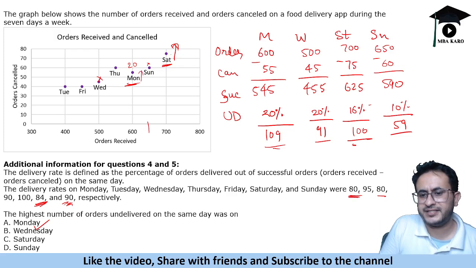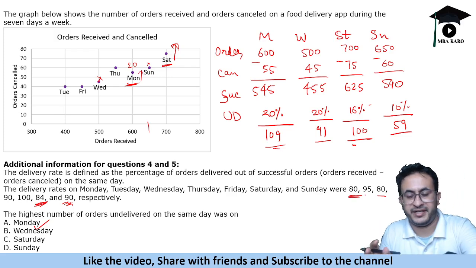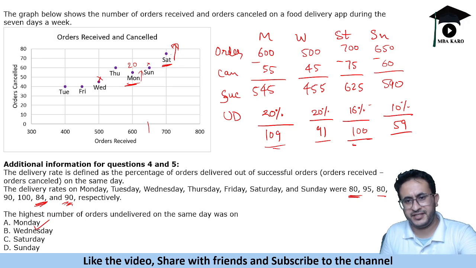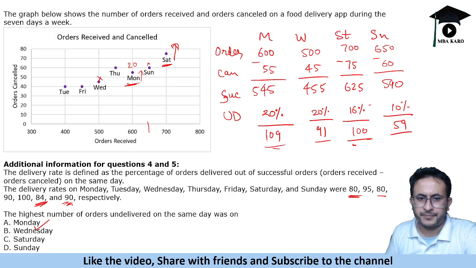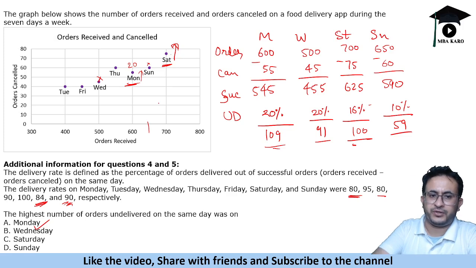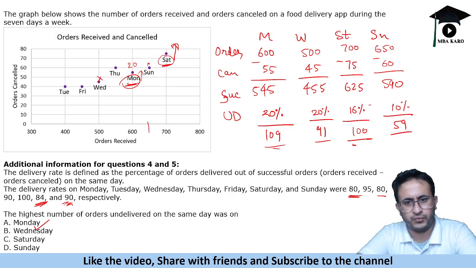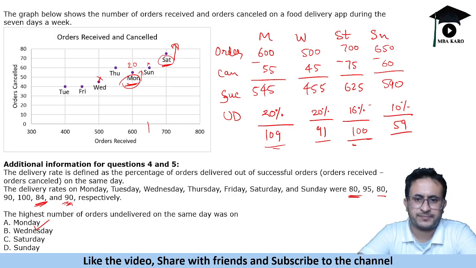The number of orders is high, cancellation wise, overall Saturday has a high percentage, Monday has a lower number of orders, but the undelivered is high. But when you compare Monday and Wednesday, the undelivered percentage is the same, but Monday has more orders, so definitely Monday has more undelivered for sure. So we need to compare only Monday and Saturday in this question. So you could have calculated the two and got the answer.